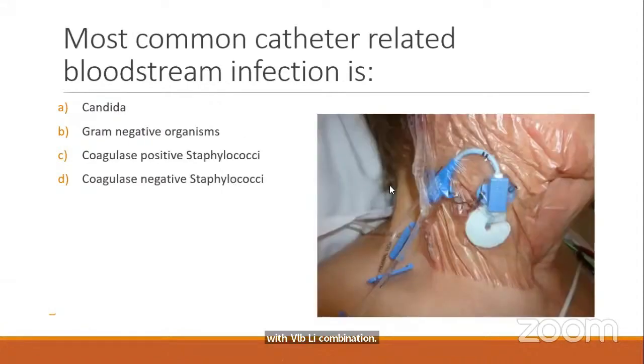Most common catheter-related bloodstream infection is due to which of the following pathogens? Any idea? Yes, catheter-related infections are mainly due to coagulase negative staphylococcus, that is Staphylococcus epidermidis. Make sure that you are not taking samples in an improper way, so that you do not get confused whether it is a skin commensal or a true pathogen. So the answer for this question is coagulase negative staphylococcus, which is usually Staphylococcus epidermidis.